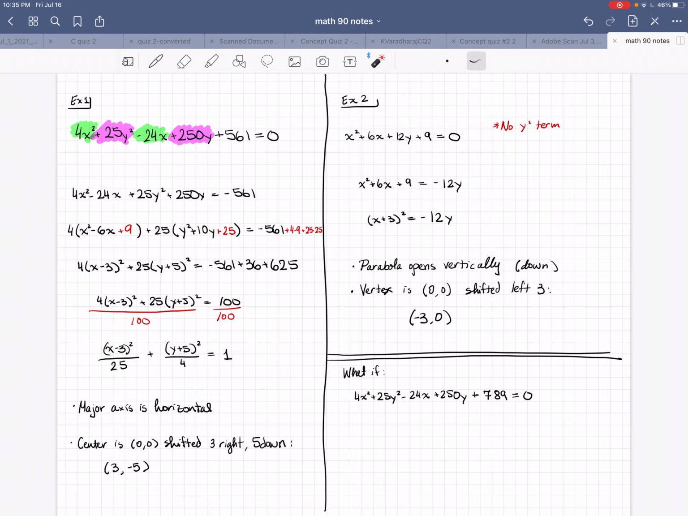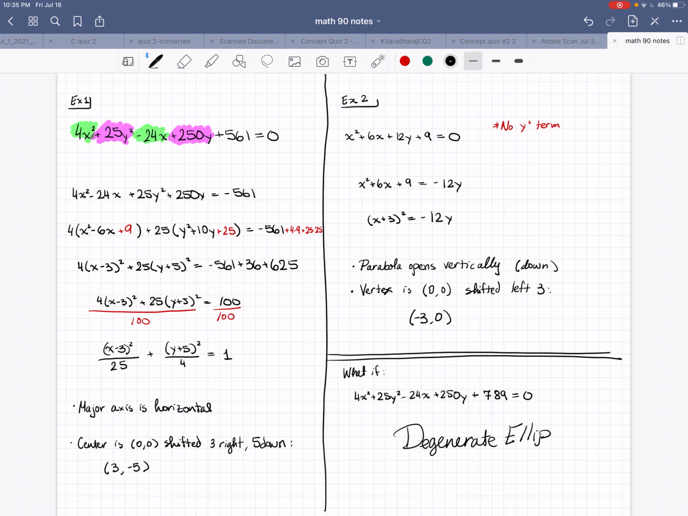Well, we would have done the exact same thing that we did there. We would have moved the constant to the other side, we would have completed the square, and then we would have added to neutralize. Except that instead of -561, we would have had -789. So that when we added 36 and 625 to neutralize, we would have ended up with a negative number there. So this is an example of something we call a degenerate ellipse.